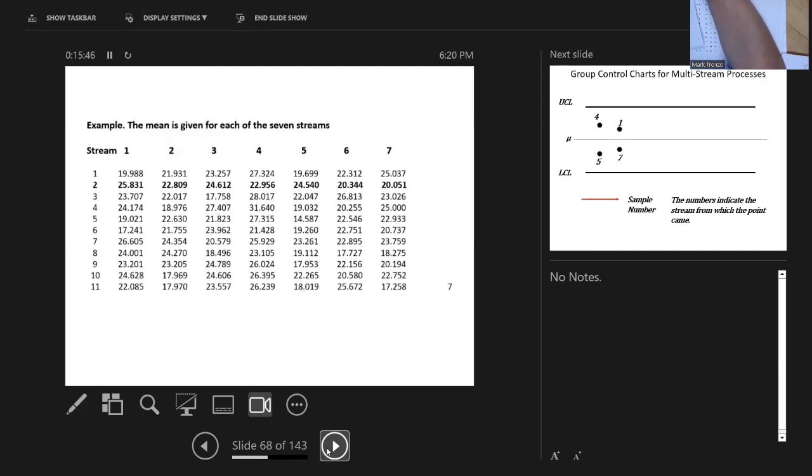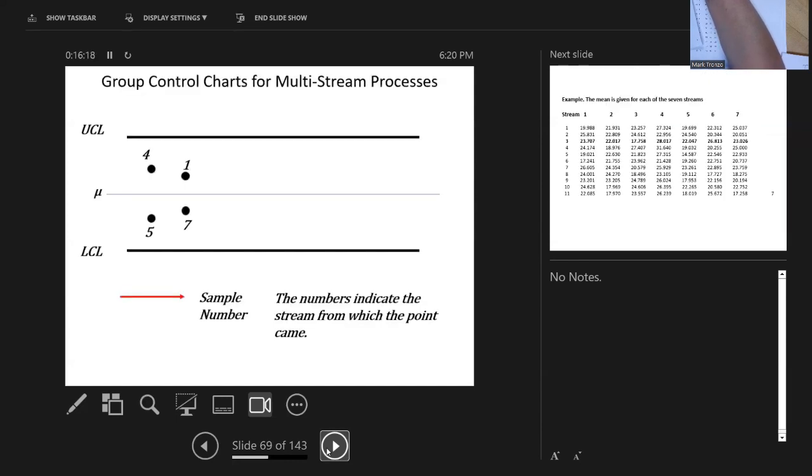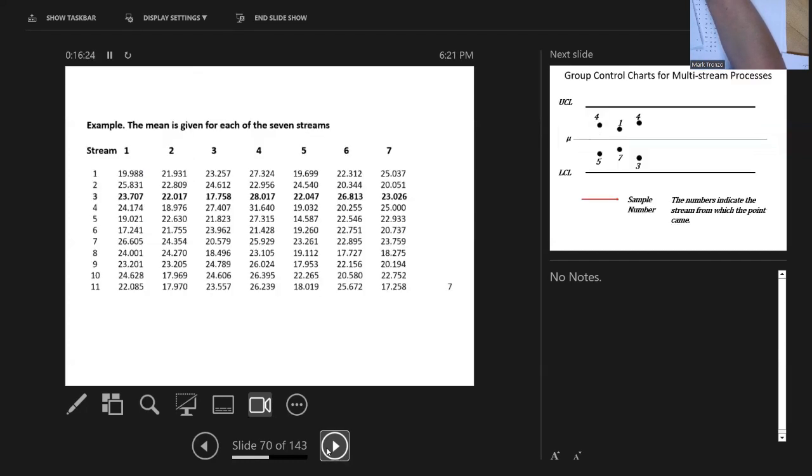Then do the same thing at the next time we take a sample. Again, we have these averages from all the different streams. And this time it looks like the highest is stream 1 at 25.8, and the lowest is stream 7 at 20.051. So we'll plot that highest one, 25.8, and the lowest, 20.05. So plot those here. Then go to the next line, find the highest and the lowest.